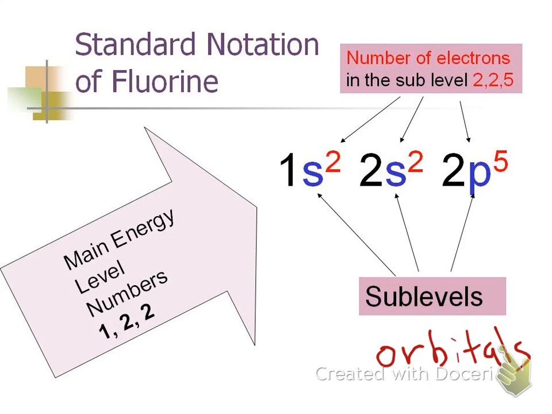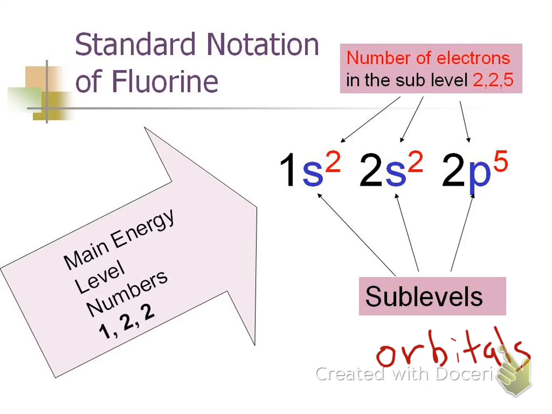Can I ever have the number 3 or 4 here? No. Could I ever have the number 8 here? Could I have the number 4 here? Yes. Okay? Can't go over 6 for P's. Can't go over what for D's? 10. And for F, we can't go over 14. Okay.